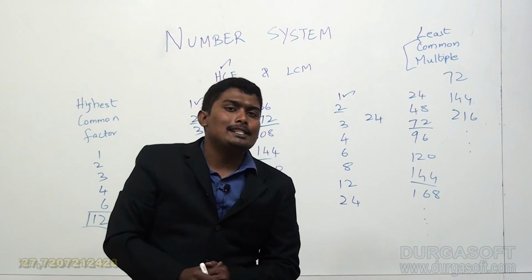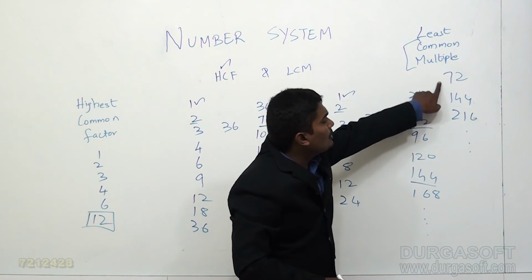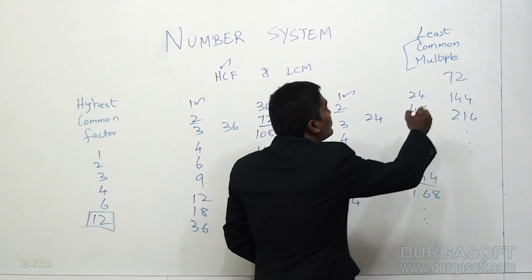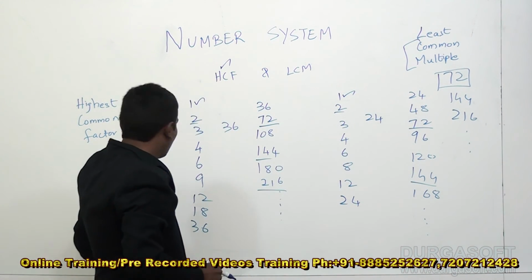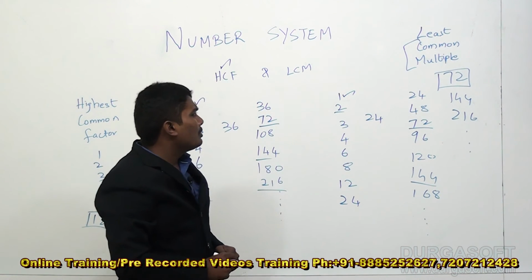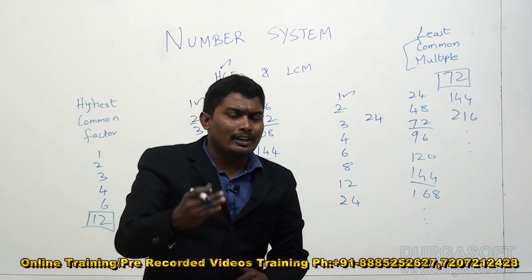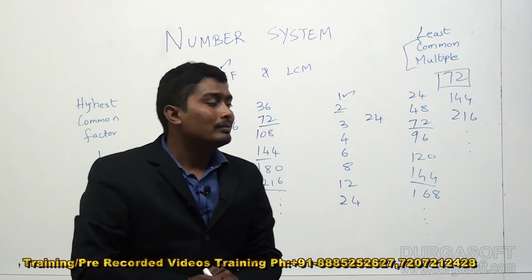But we have to find the LCM. LCM is the lowest among the common multiples. So among all these numbers, which is the smallest? 72. So 72 will be your LCM. So here your HCF is 12 and your LCM is 72. However, we will not be using the same method to find it. I just told you this method so that everyone would understand what HCF and LCM are.